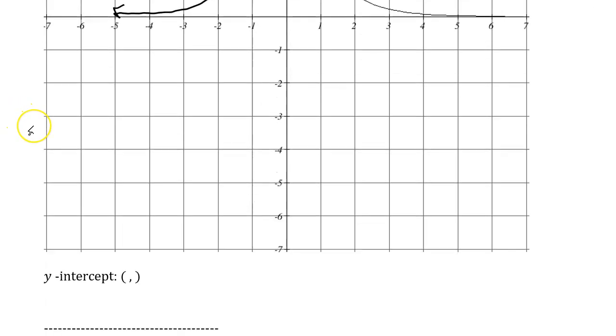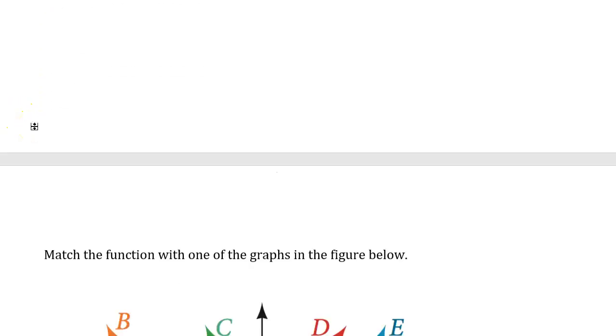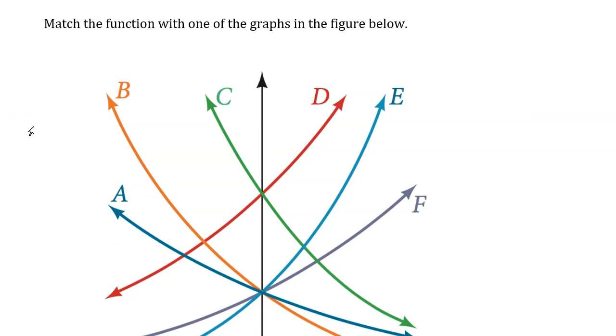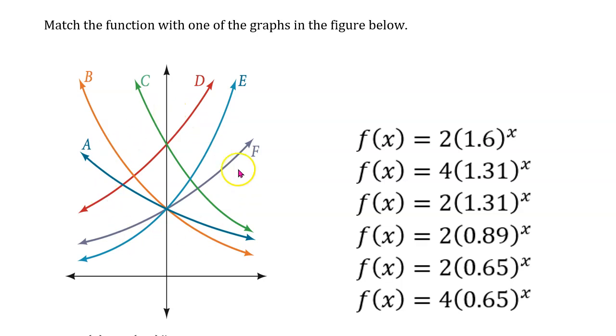Now let's move to problem number 3. In problem number 3, we're to match the function with one of the graphs in the figure below. Let's make it smaller so we can see it all at the same time. Now that we can see the functions next to the graphs, let's choose the correct graph for each function.